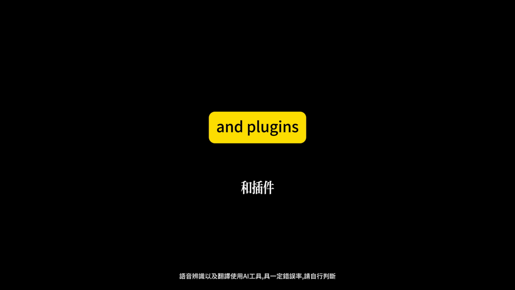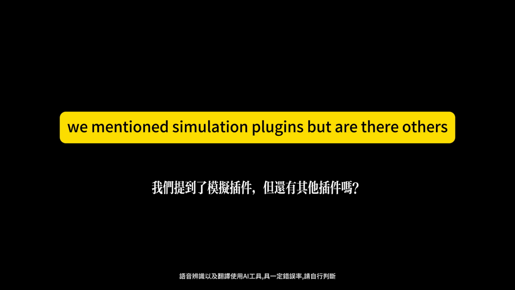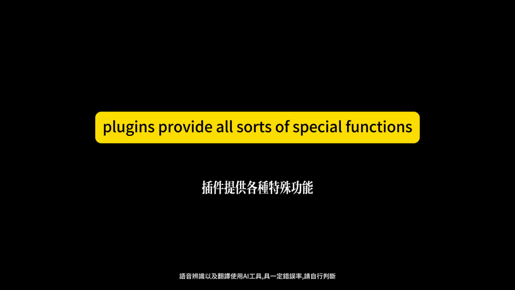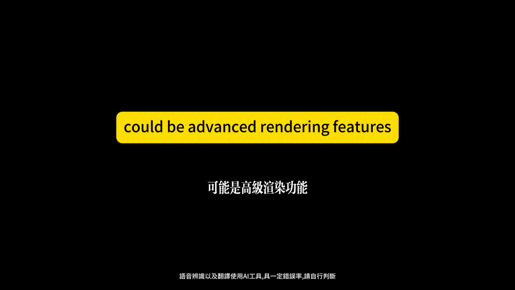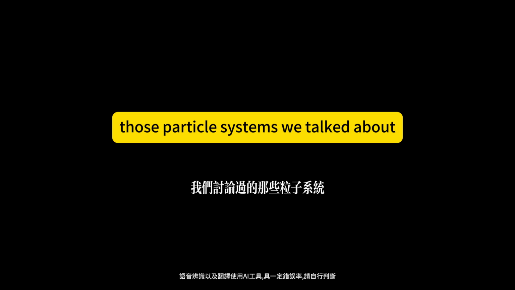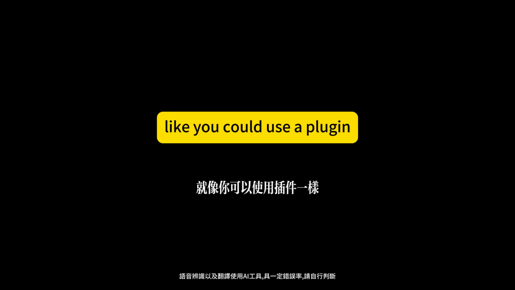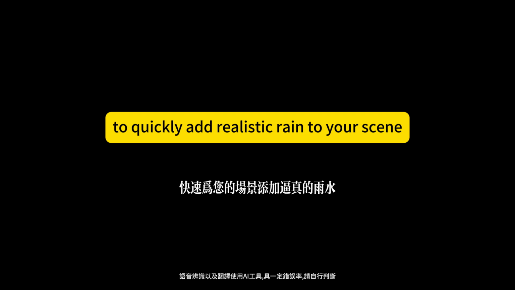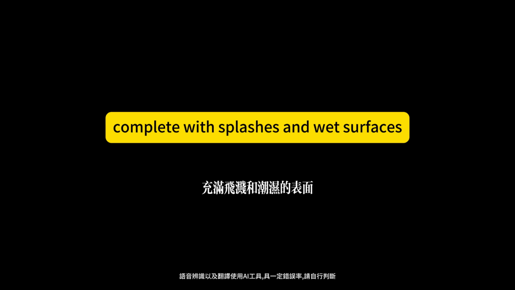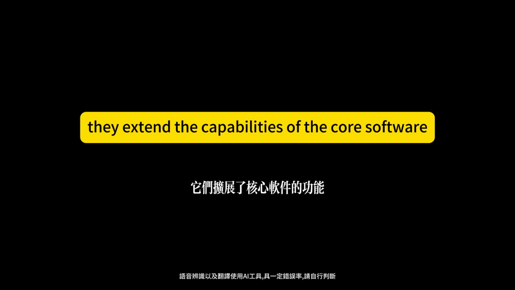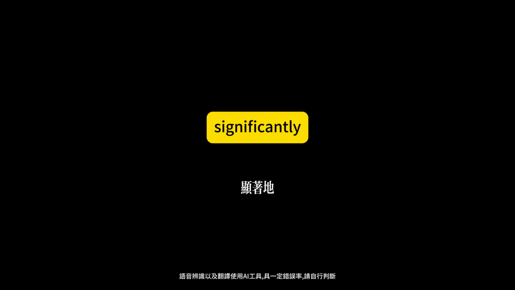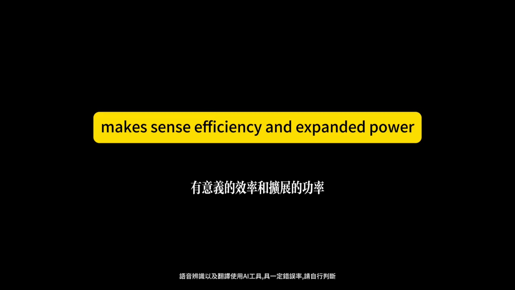And plugins. We mentioned simulation plugins, but are there others? Oh yeah. Plugins provide all sorts of special functions. Could be advanced rendering features, specific modeling tools, those particle systems we talked about, or effect generators. Like you could use a plugin to quickly add realistic rain to your scene, complete with splashes and wet surfaces. They extend the capabilities of the core software significantly. Makes sense. Efficiency and expanded power.